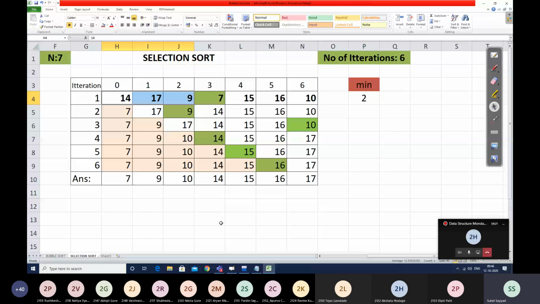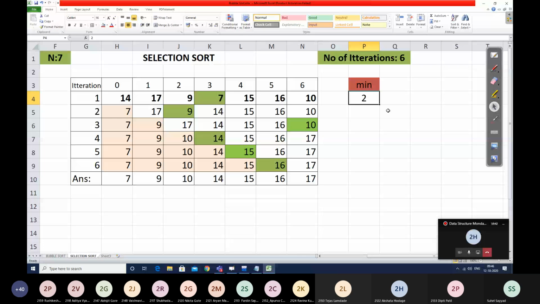I again proceed. I compare the number of A of 3 and A of mean. Whether A of 3 is less than A of mean, whether A of 3 is less than A of 2. Yes, 7 is less than 9. That's why I'll change the value of mean to 3.